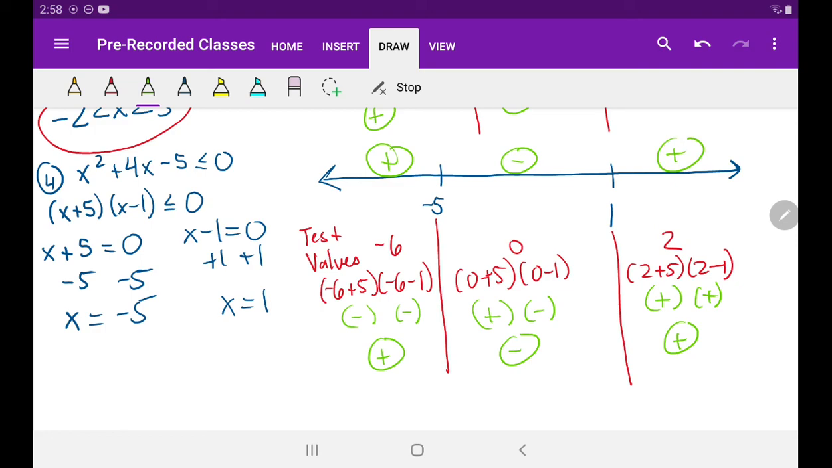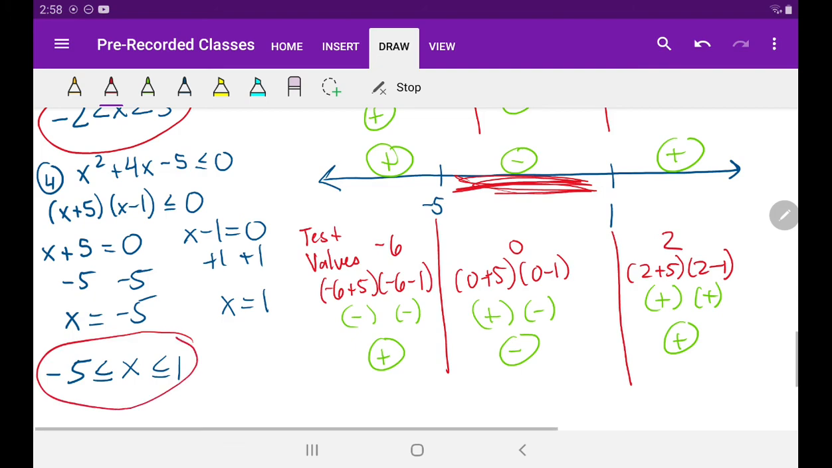In the original problem, we wanted to know where we were less than or equal to 0. That means negative or equal to 0, and that's going to be in this middle zone. To write that out with our inequality signs, we'll say -5 ≤ x ≤ 1. That's our answer there. The reason I use less than or equal to is because the original problem had a less than or equal to. When you have the line underneath your inequality sign in the original problem, you include that in your answer. All right, so we'll go on to number 5.